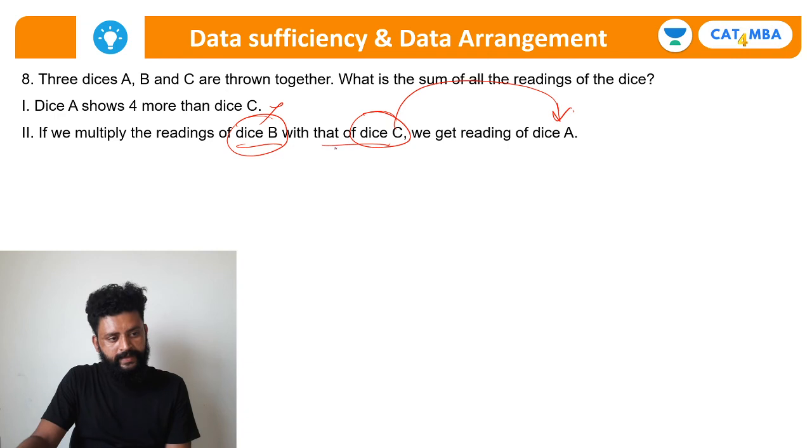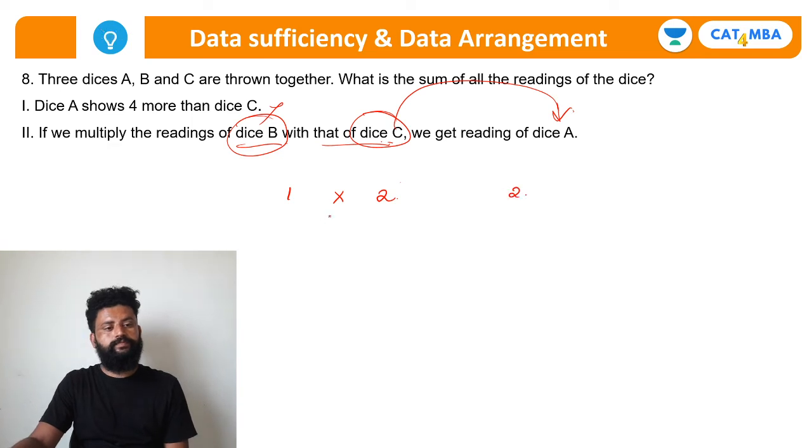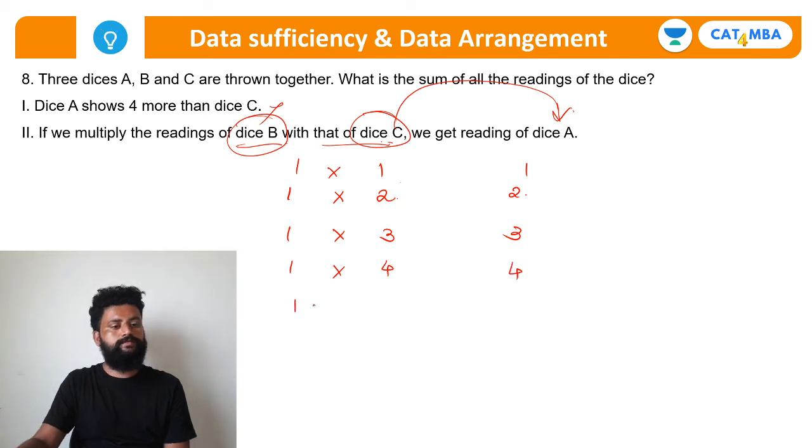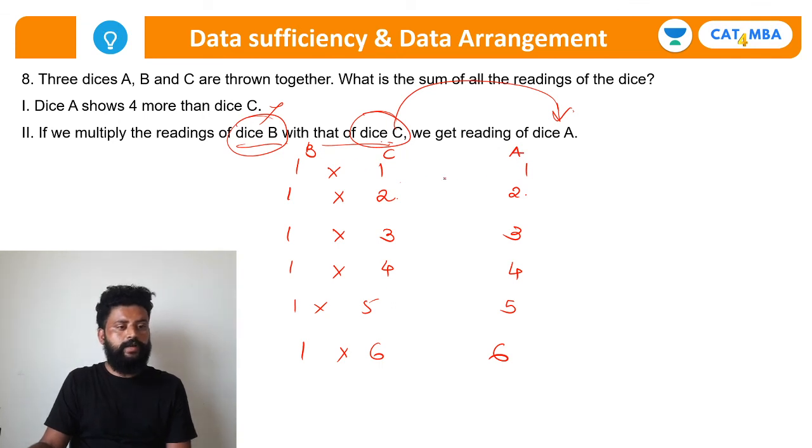If we multiply the readings of dice B with C, this is 1 to 2. This must be 2. Or 1 into 3. This can be 3. It can be 1 into 1, this is 1, it can be 1 into 4, this is 4, 1 into 5, 1 into 6, and this is 6. These are the possibilities of C and A. Okay, so if it is 2, it is just 1, and if it is 3, it can be just 1, and this can be 3.